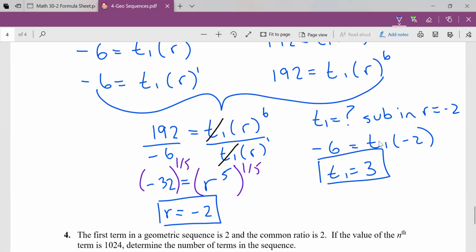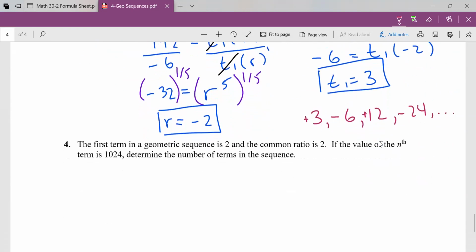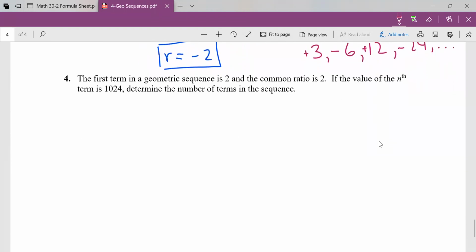Then the question said, well, what's your first 4 terms? Okay, well, T1 is 3. The ratio is -2, so I multiply by -2. That's -6. Multiply by -2. That's 12. Multiply by -2, -24. And there's your geometric sequence. If you notice, the signs go back and forth between positive and negative. This is known as an alternating series. You might hear that term later on when you get into some higher level mathematics. There it is.